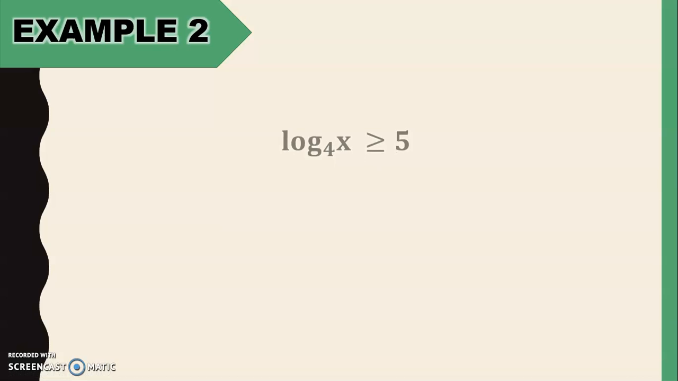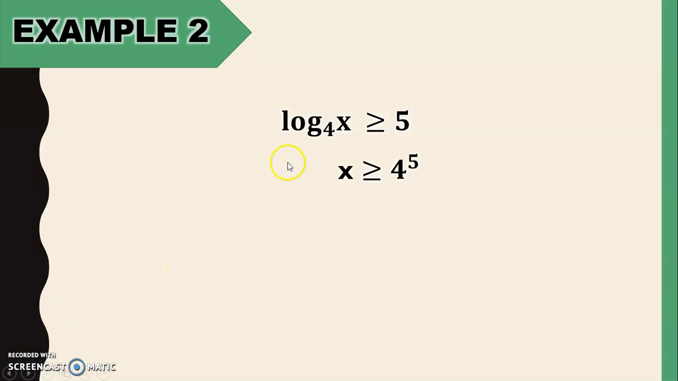Next, let's have another example. Log of x to the base 4 greater than or equal to 5. So, let's express it in exponential form. So, copy x, copy the inequality symbol, then yung base, then yung 5 as our exponent. Then, evaluate. X greater than or equal to 4 raised to 5 is 1024.